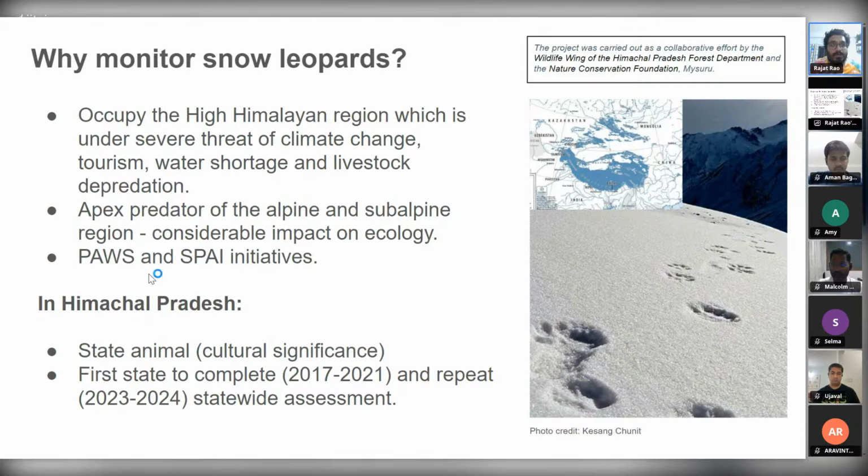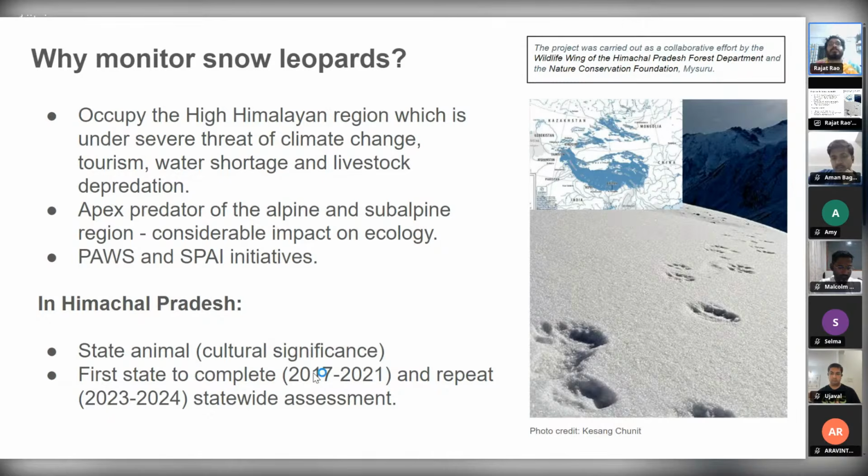And then there are initiatives like PAWS, which is the Population Assessment of World Snow Leopards, and SPY, which is the local chapter in India, which is looking at studying the snow leopard population in different states within the country. These are collaborative efforts from 12 snow leopard range countries, which push towards assessing snow leopard populations in local regions. Himachal Pradesh is the state animal's home, and it's also the first state to complete this assessment twice.